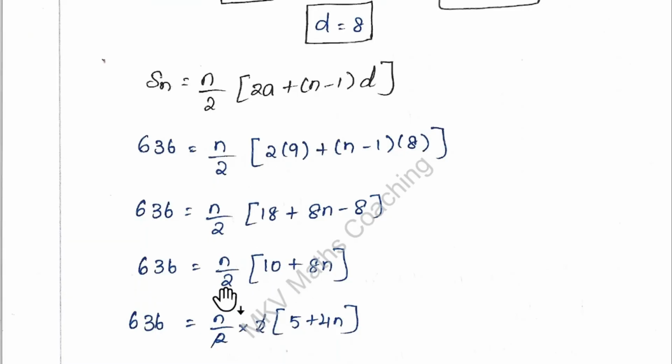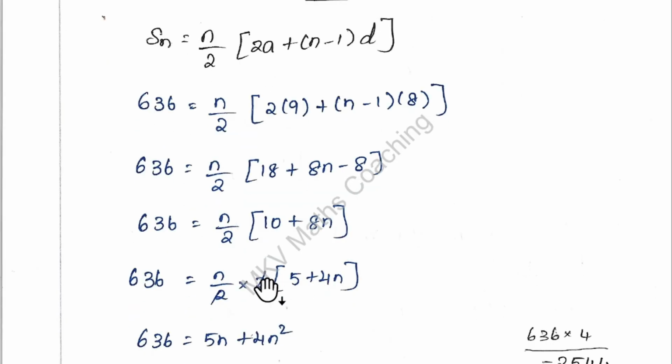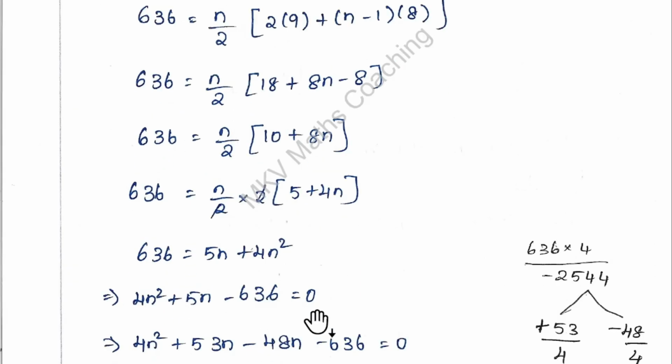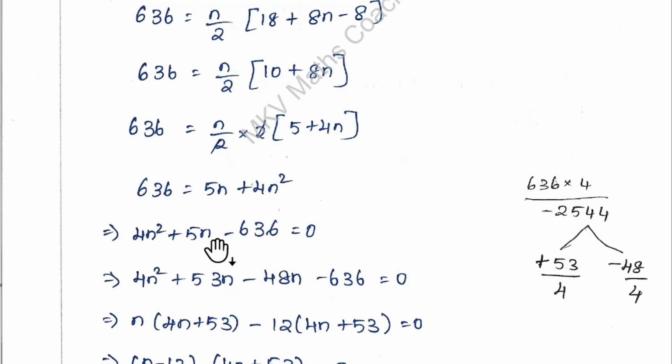So I can take common 2 out in this bracket since both are multiples of 2. I'm taking 2 common out, 2 gets cancelled. In the bracket I'm getting 5 plus 4n. Multiply this n inside, 5n plus 4n square. Take the 636 this side. So minus 636 equal to 0. You get a quadratic equation, right?